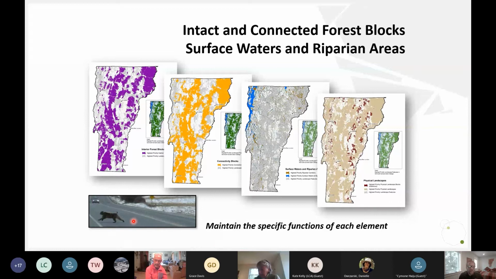The last one here is just a reminder for me to talk about wildlife road crossings. And while that is not exactly a landscape scale priority, it certainly feeds into this landscape scale network. And we'll talk a little bit more in a couple slides about how those concepts interact, of where wildlife are crossing and this river corridor, the surface water and riparian area network.